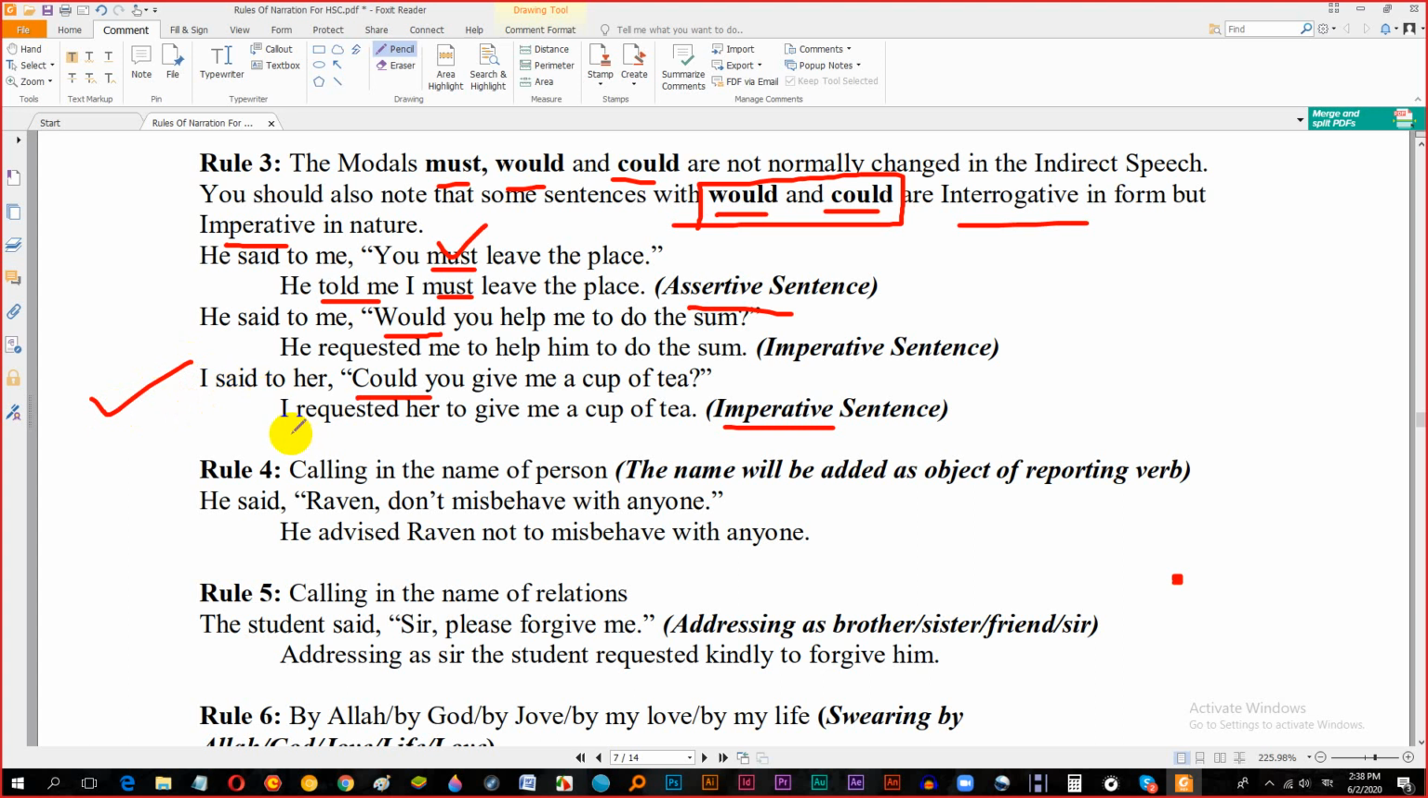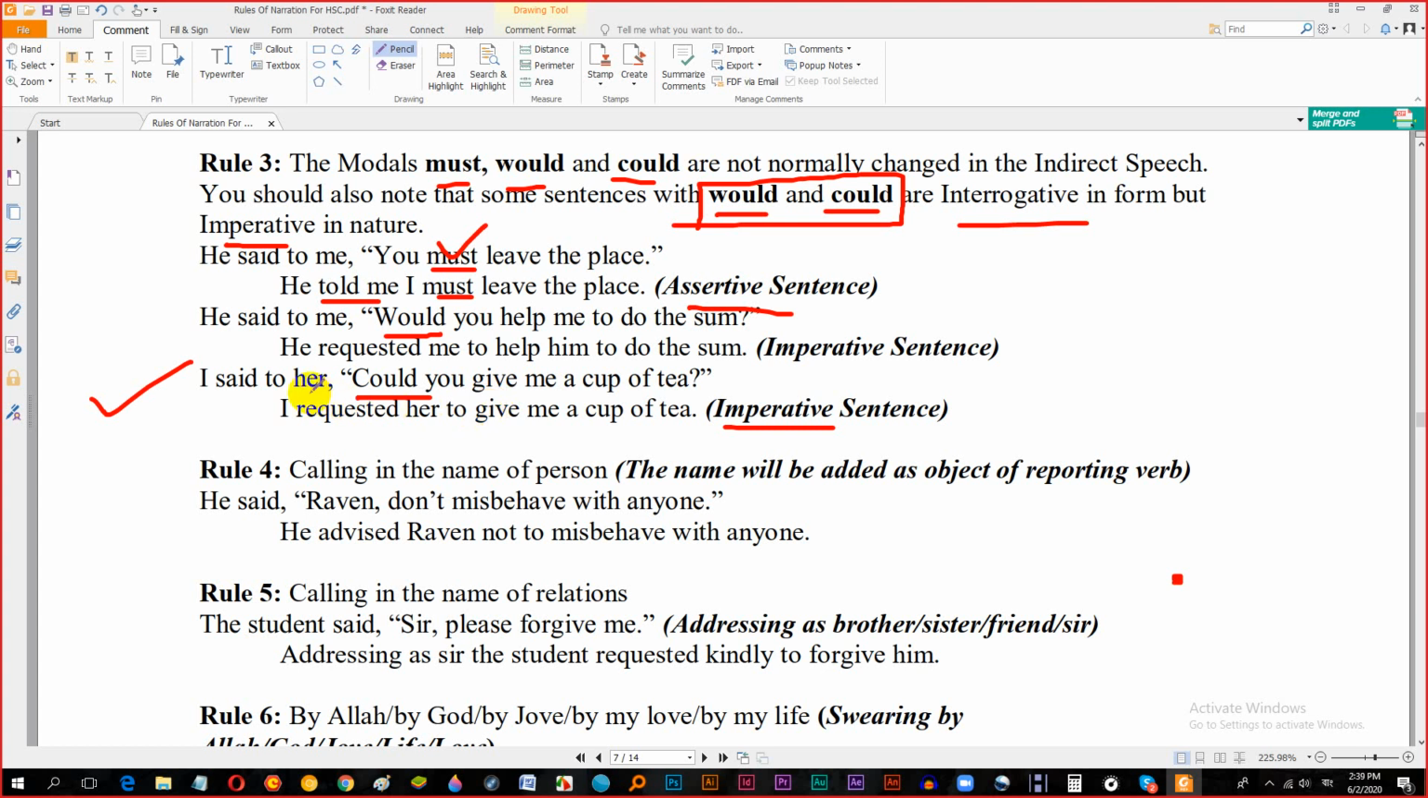Yes, it could be correct. It could be written in interrogative form: that I asked her if she could give me a cup of tea. Okay, this is correct too. Are you getting the point? But here they are showing us a request, like would you please give me the pen, or like this.